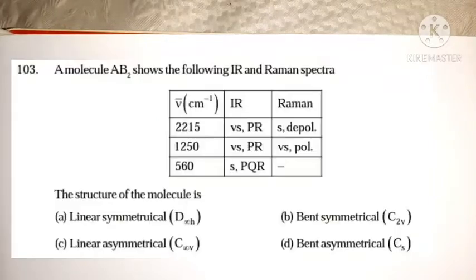Now we move towards our next question. It says a molecule AB2 shows the following IR and Raman spectra. We have a table with IR and Raman data. The structure of the molecule is, and we have 4 options: linear symmetrical, bent symmetrical, linear asymmetrical, and bent asymmetrical, and you must find its point group also. This question is coming for 4 marks. So let's do the solution of this question friends.